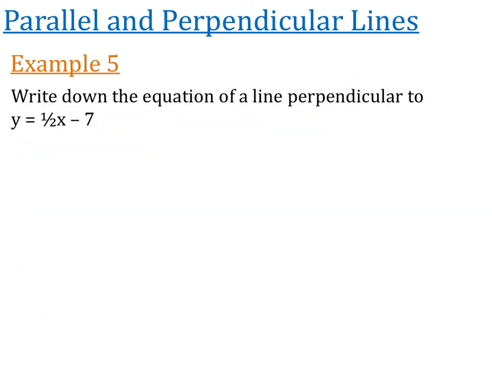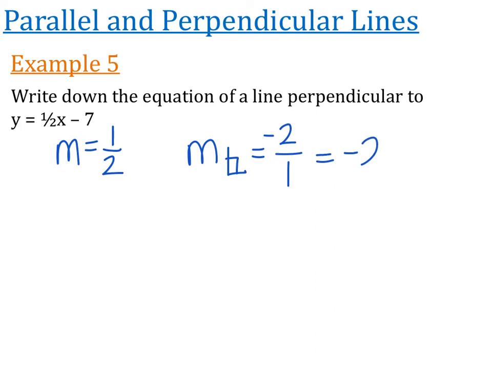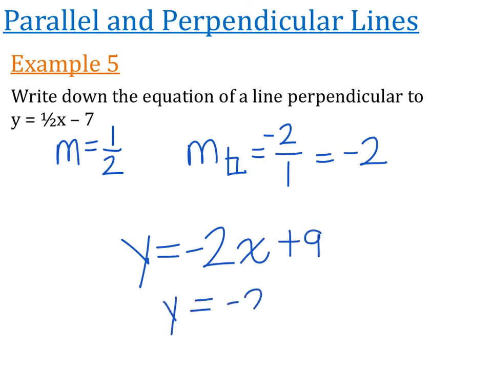All right, write down the equation of any line that's perpendicular to y is equal to 1/2 x minus 7. So the gradient of this line is 1/2. So the gradient that is perpendicular is going to be, flip it upside down, times it by minus 1. So that's just minus 2. So I'm looking for y is equal to minus 2x plus any number I want. So plus 9, that would be acceptable. Or y is equal to minus 2x minus 452. Whatever number you'd like at the end, as long as you've got y is equal to minus 2x in the question.